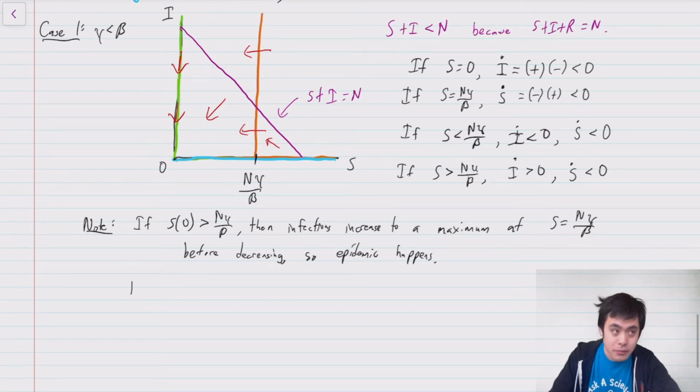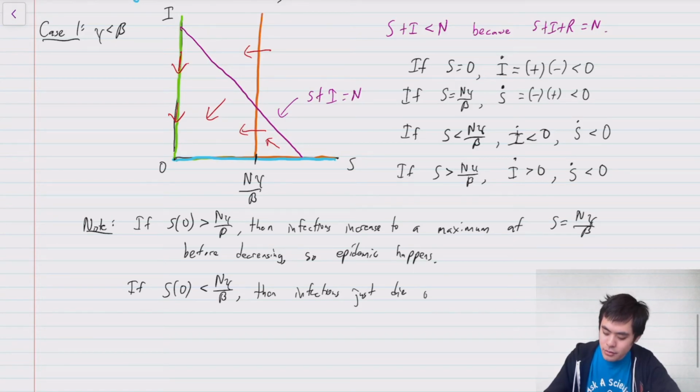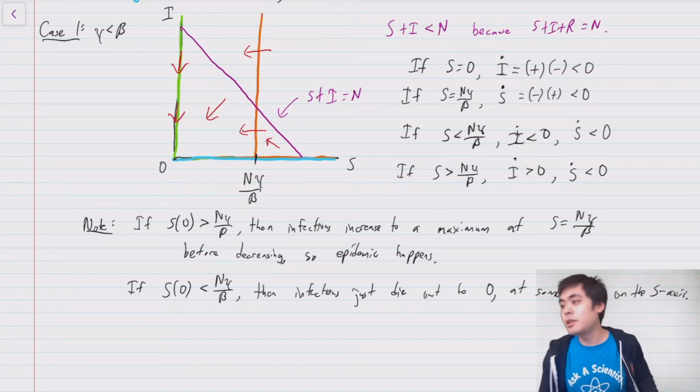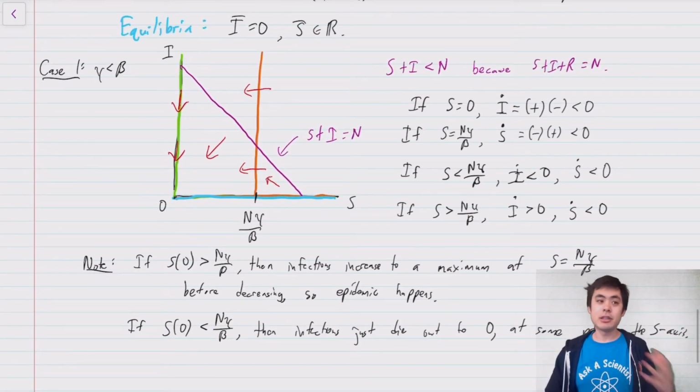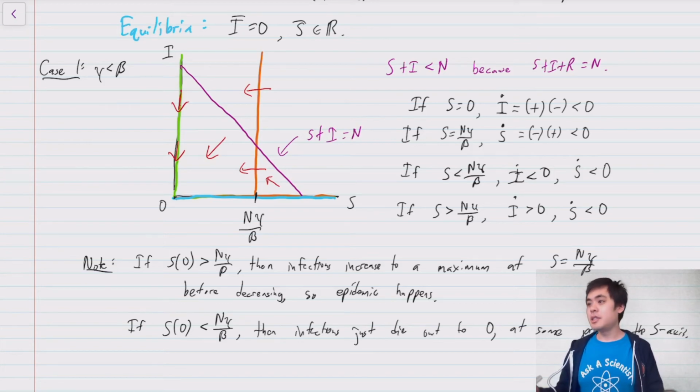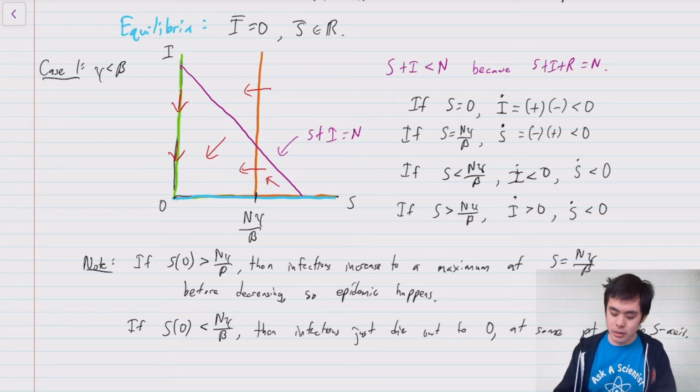On the other hand, if S of 0 is less than n gamma over beta, then infections just die out to 0 at some point on the x-axis, the S-axis. We don't know exactly where it dies out to, because that depends on exactly how many people were susceptible to begin with. But regardless, the infections just die out because you're in this regime here.